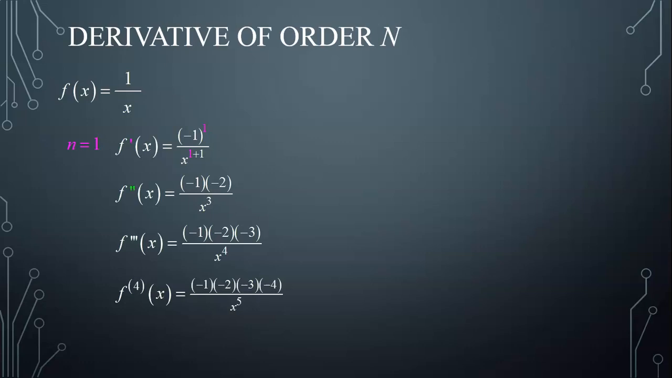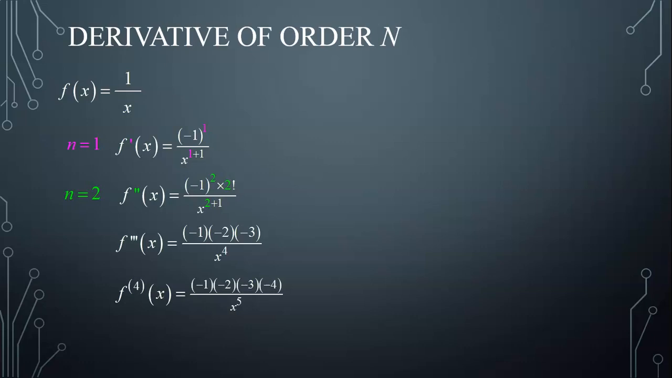Now looking at the second derivative, the second derivative corresponds to n equals 2 as it's the derivative of the second order. Now over here we have an x cubed at the denominator. The x cubed can in fact be seen as x to the 2 plus 1. And at the numerator, I have the product of negative 1 and negative 2. So I have two negatives here. So I can see that as negative 1 squared times 1 times 2, and the 1 times 2 I can see as 2 factorial.